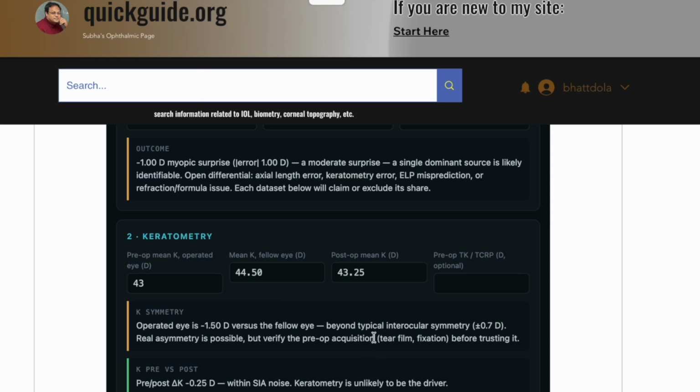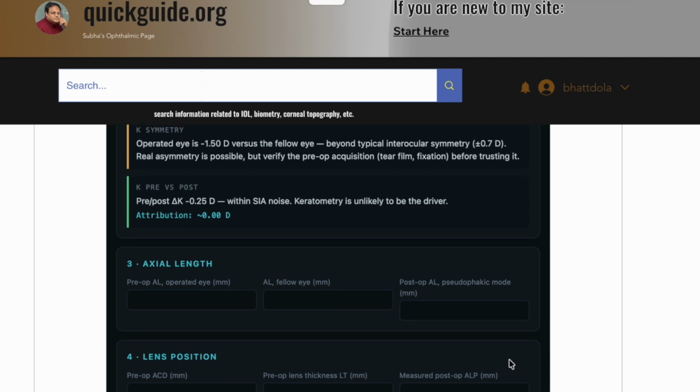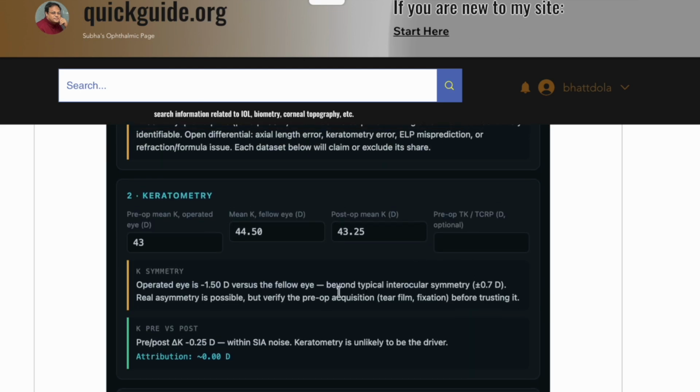Generally, interocular symmetry is less than 1 diopter, around 0.7 diopters. So real asymmetry is possible, but verify the pre-op acquisition, tear film, fixation before trusting it, right? So it puts a flag over here that your preoperative K reading may need to be validated, may need to have been more validated once you realize a large difference.